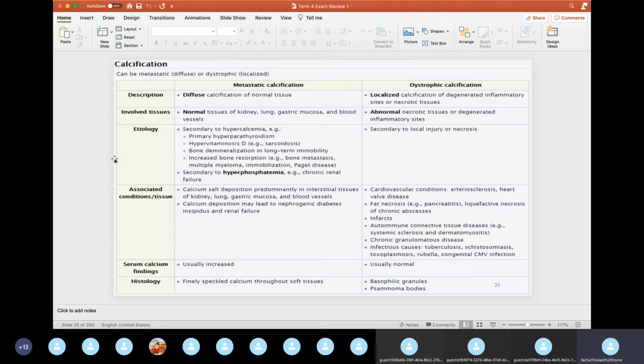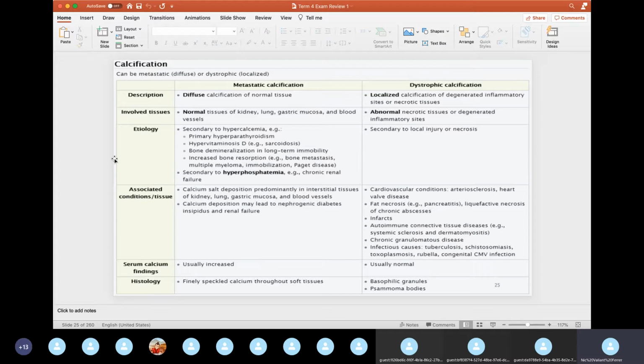In dystrophic, these are localized calcifications of inflammatory sites or necrotic tissues. When there is necrosis, think about dystrophic calcification. This is secondary to local injury or necrosis. Some conditions there, just read that one. What happens to the serum calcium? It is normal, okay? In histology, you can see basophilic granules and psammoma bodies. So this is high yield. Let's compare and contrast again.